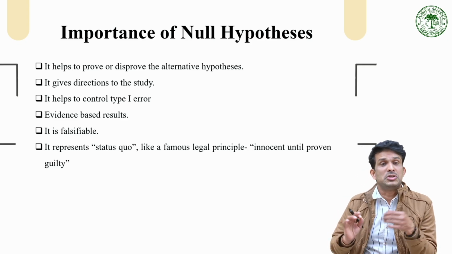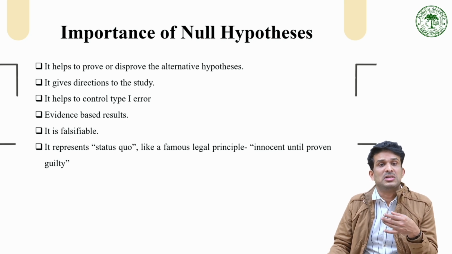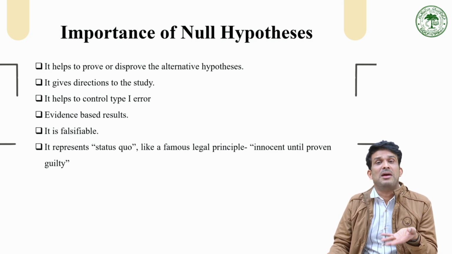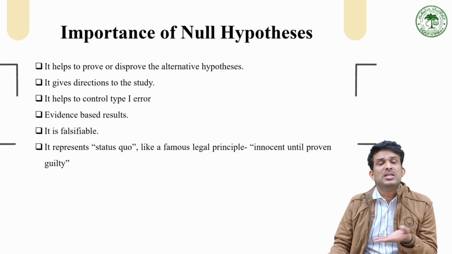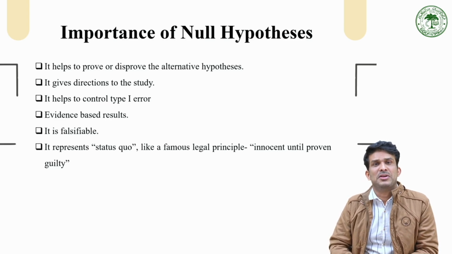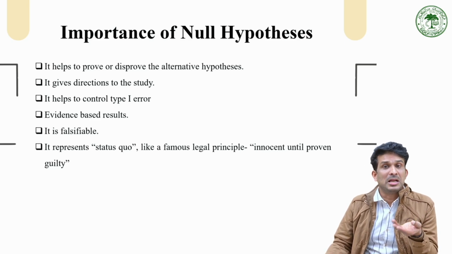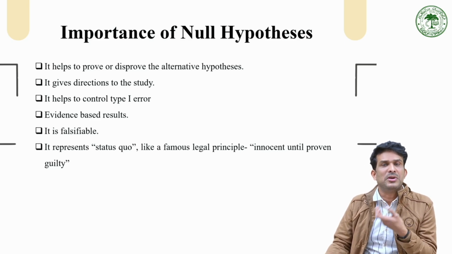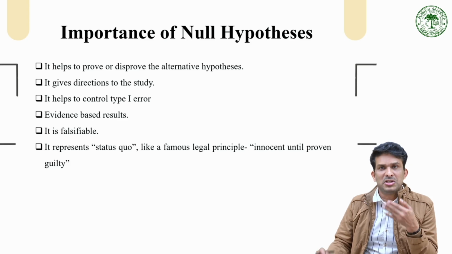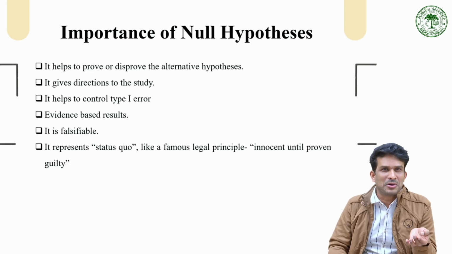It helps to control type 1 error. These are evidence based results and falsifiable. Null hypotheses are falsifiable. These are some of the very significant concerns when we talk about the null hypothesis. It represents the status quo, like a famous legal principle we know: innocent until proven guilty. We consider a man innocent until proven guilty. This way, we consider the null hypothesis as well. You got an idea, I think.